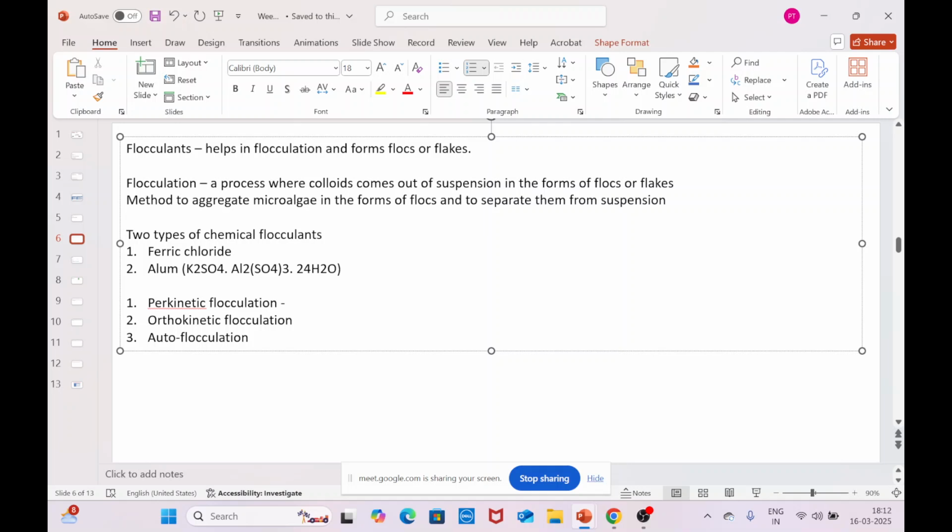So here the basis of flocculation depends upon the kind of motion that the particle exhibits. So in the case of perikinetic, it is typically governed by Brownian motion, and in the case of orthokinetic, you have the bulk motion caused by stirring of the fluid, and you have something called autoflocculation. Anyone, any idea what autoflocculation is?